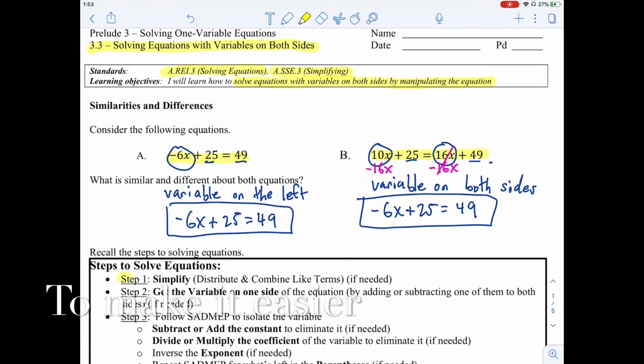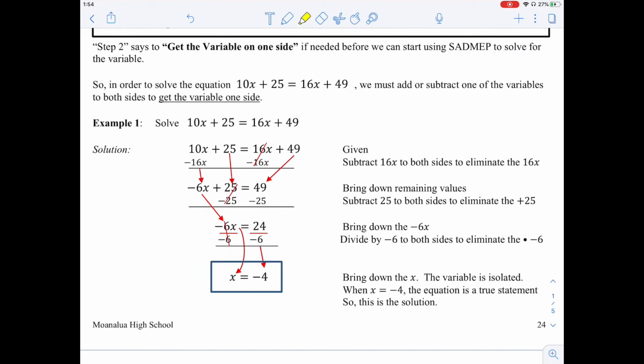And our step one is simplify, right? Last lesson, distribute, combine like terms. Step two is get the variable on one side. So when you start off with variables on both sides, you want to get it to one side so that we can solve it. Okay, so like here we have an example.